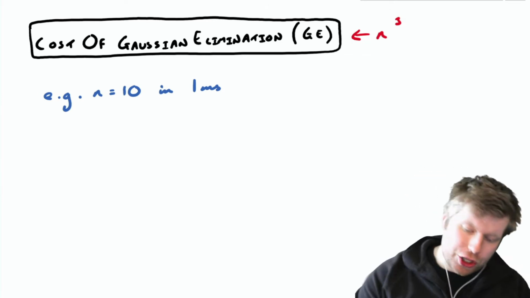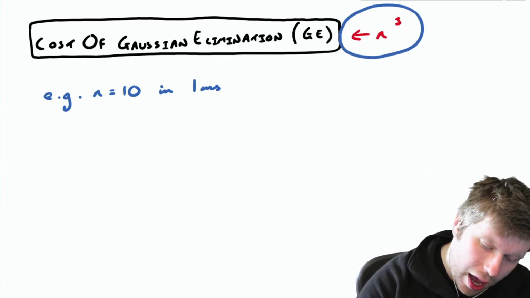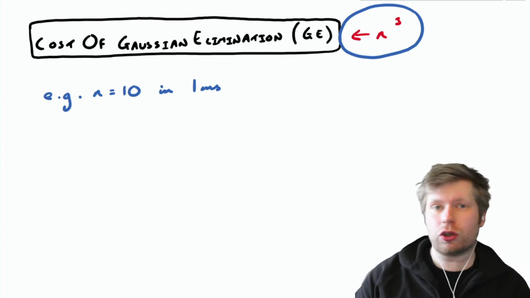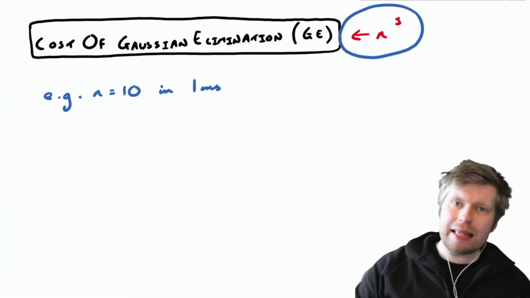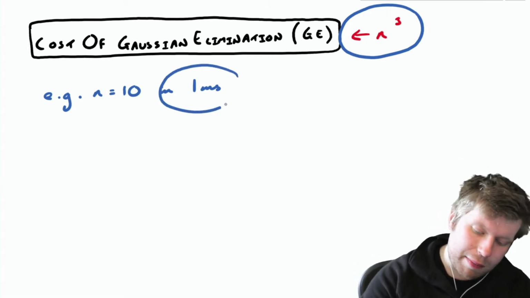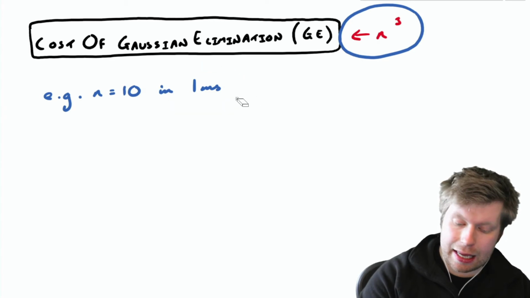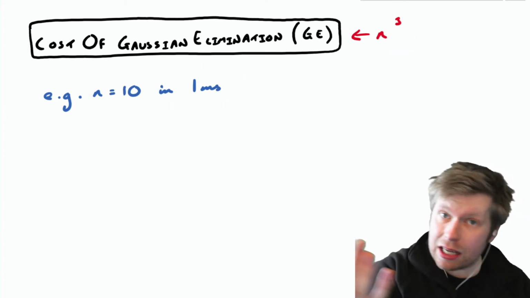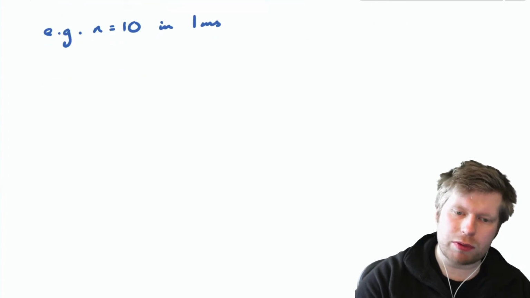However, we have an issue, because my Gaussian elimination works on the order of n cubed. It's got a cost of n cubed. Then it means that as I increase the number of equations, this time does not increase linearly. In fact, it increases using n cubed instead. So to illustrate this, let's think about this in terms of a table.